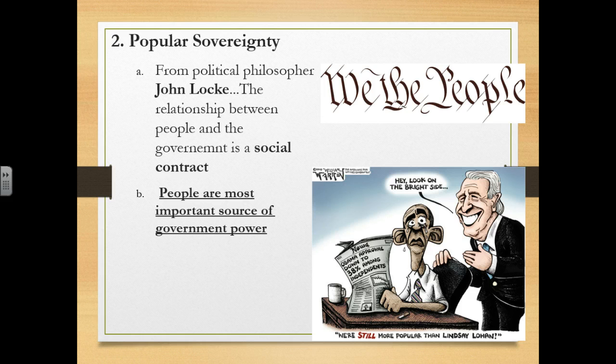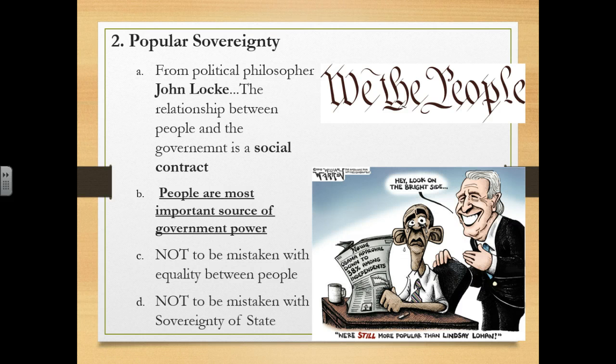This is found throughout the entire Constitution. This is not to be mistaken with equality between people. This was not the case at the founding. Women couldn't vote. There are no protections of political equality in the Constitution itself. Basically, each state had its own rules about who could vote and who could not. This is also not to be mistaken with sovereignty of the state.